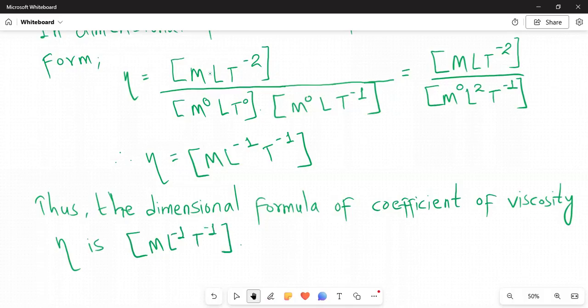Yes, and this is the fourth application of dimensional formula. In a similar manner, we can determine the dimensional formula of other given physical constants also. So this is also one of the major applications of dimensional analysis.